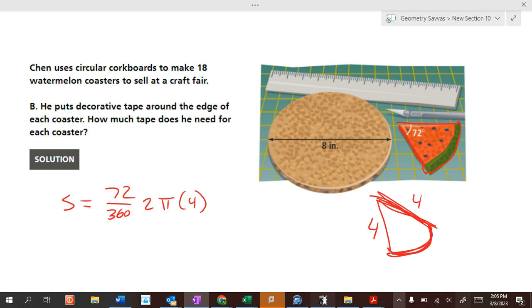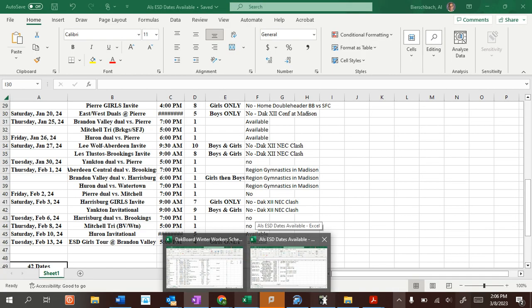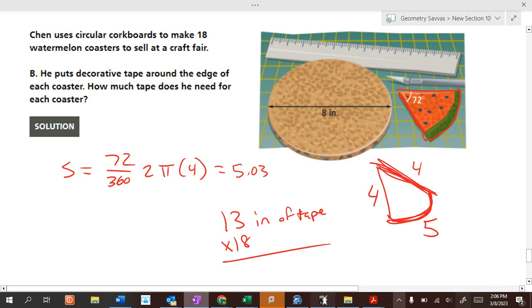Figure out that as a decimal number. So you're multiplying by pi. So 72 over 360 times 2 times pi times 4. What do you get as a decimal? 5.03. So let's just call it 5. 4 plus 4 plus 5 is 13 inches of tape per coaster. And if he needs to make 18 of them, you multiply 13 times 18. What's 13 times 18? So he needs 234 inches of tape.